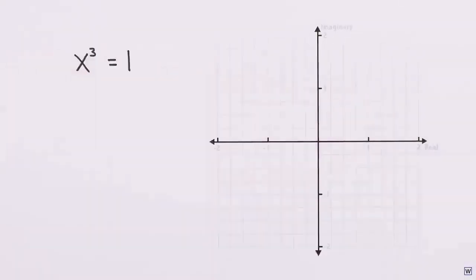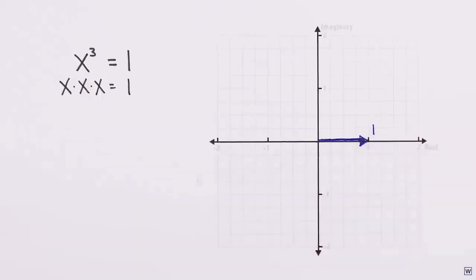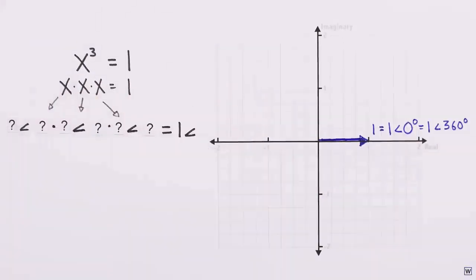Instead, let's try to solve the problem visually using the complex plane. Our question in words is what numbers, when multiplied by themselves 3 times, equal 1? Let's think about this problem using the polar form of complex numbers we discussed last time. We can think about 1 in the complex plane as the number with a magnitude of 1 and an angle of 0, or 360. When we multiply numbers in the complex domain, their magnitudes multiply and their angles add.